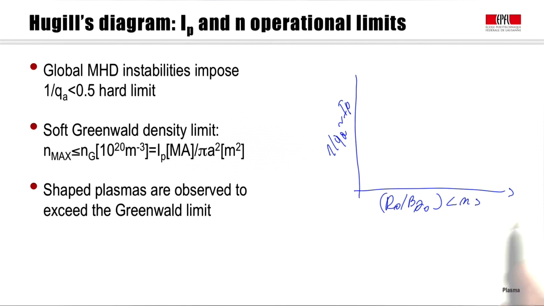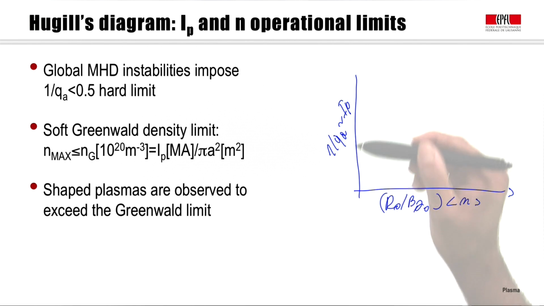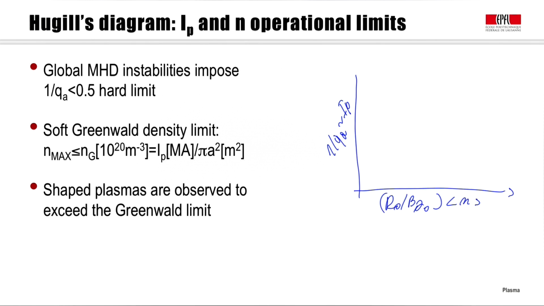So what we have here is the definition of the axis for the UG diagram. On the x-axis, the Murakami parameter, N, as written here with the bracket, is the volume average plasma density, which is multiplied by R0, the position of the magnetic axis, divided by B phi 0, the value of the toroidal field on axis. This is the Murakami parameter. On the y-axis, we have 1 over QA, that is proportional to the total plasma current.